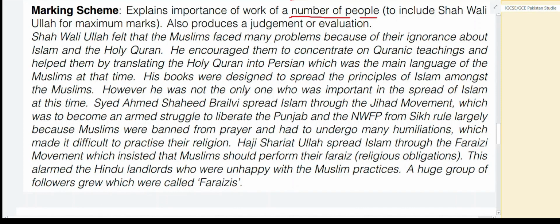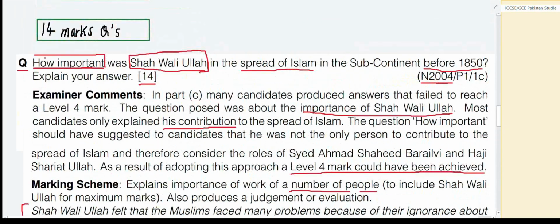However, he was not the only one. Up till here, Shah Waliullah was described. However, he was not the only one who was important in the spread of Islam. Then comes Sayyid Ahmad Shahid Brelvi, and then comes Haji Shriatullah. Right? The question is, how important was Shah Waliullah?